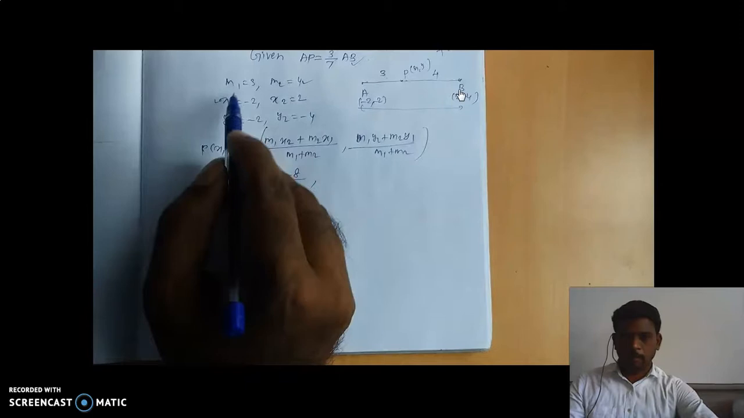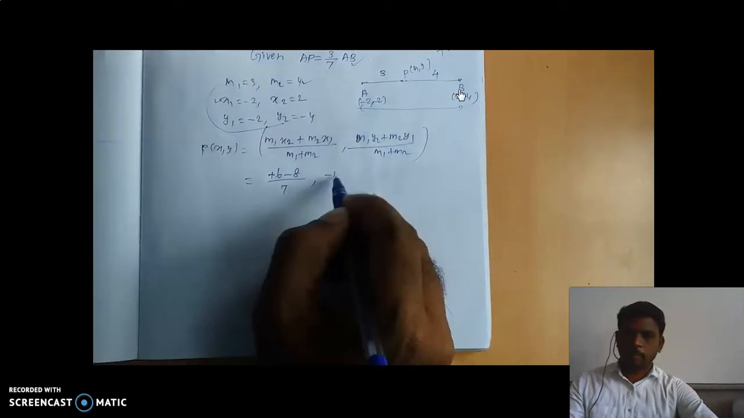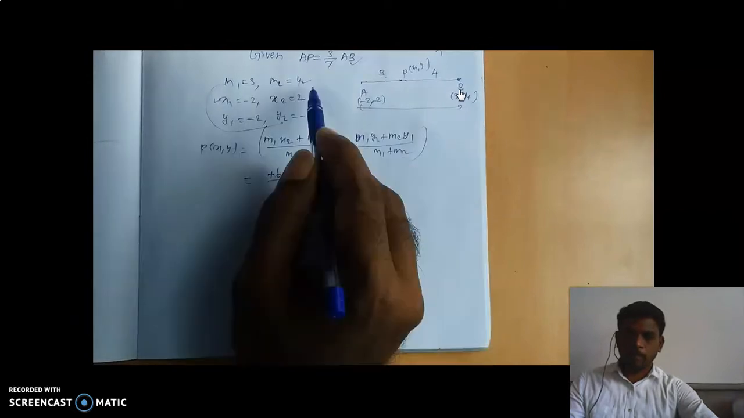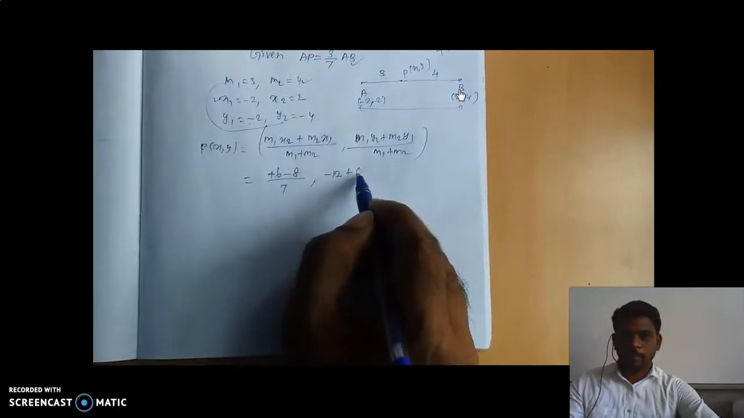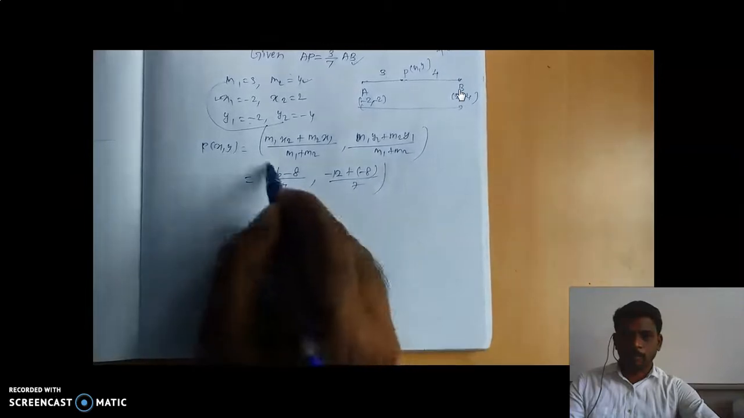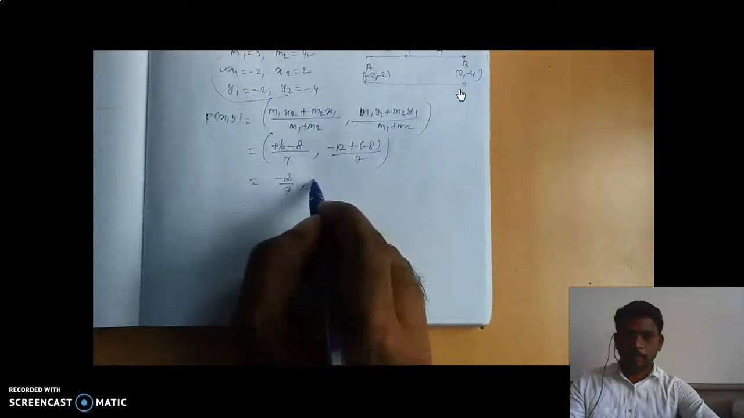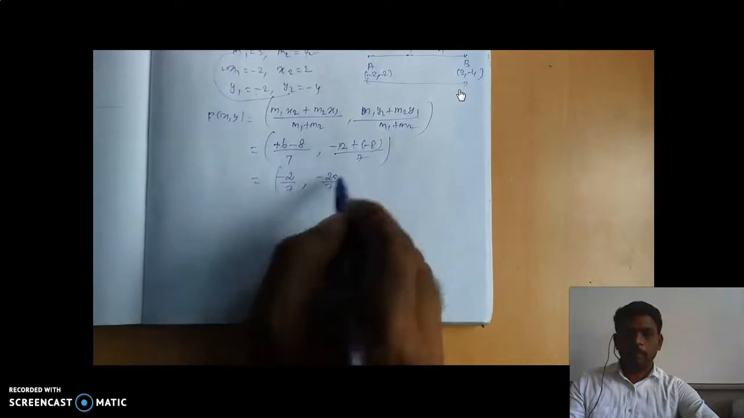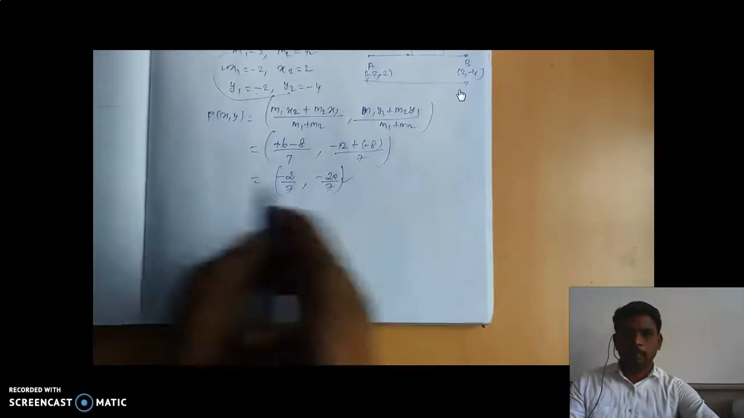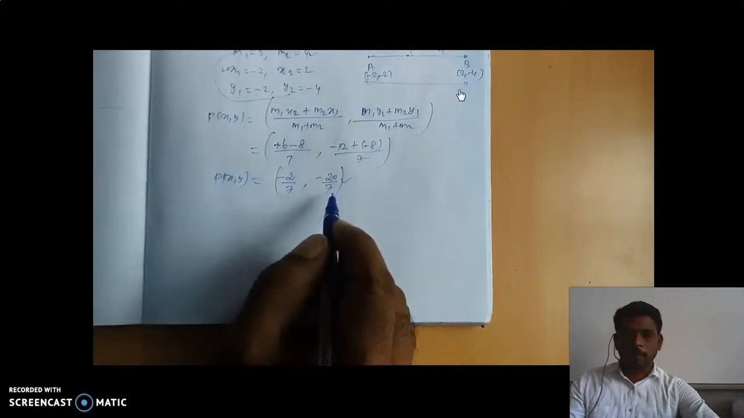Then again m1 y2: multiply these two, so 3 fours are -12, and then plus m2 y1, so 4 into -2 is -8, divided by 7. So it equals -2 by 7, comma, if you add these two, -20 by 7. It is not possible to simplify this further. So this is the coordinate of P: P of (x, y) is (-2 by 7, -20 by 7).